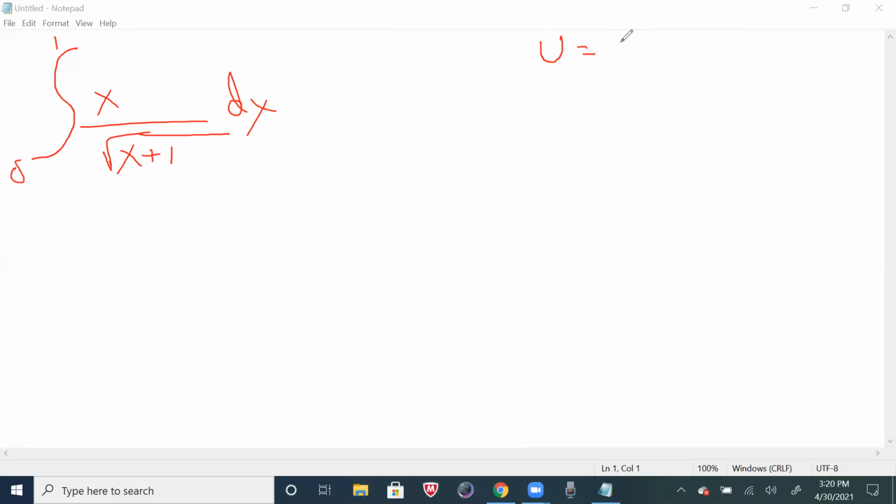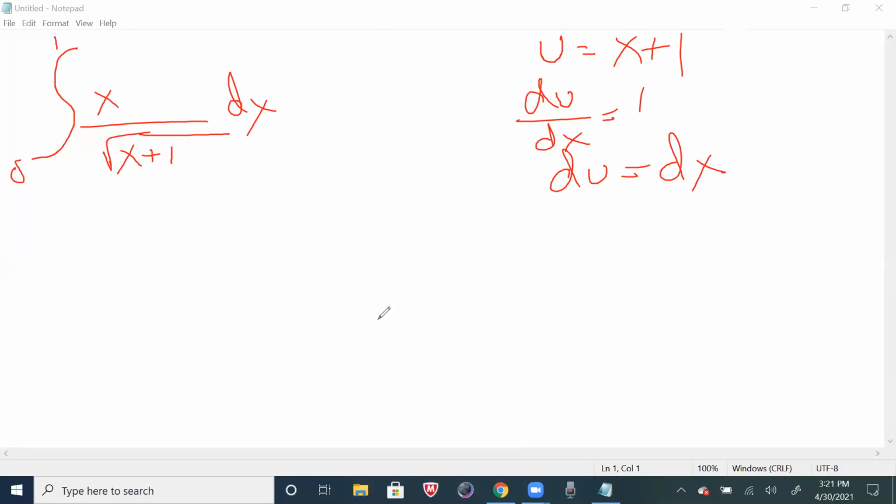So what are we going to let u equal? x plus 1 to the 1/2? Or does it just stay outside? It's just x plus 1. It's just what's inside. Gotcha. Okay, and now what's the next step? To find the derivative. So what's du over dx? It's 1, which makes du equal to dx.